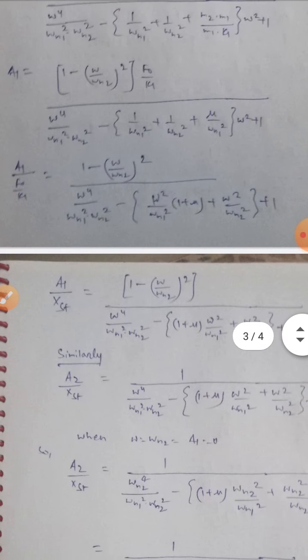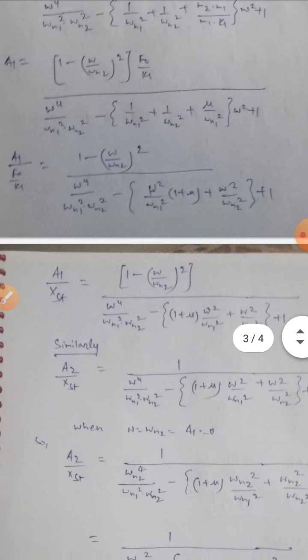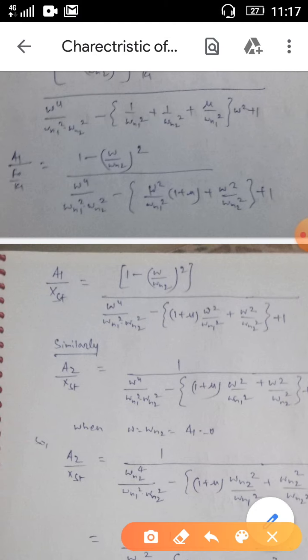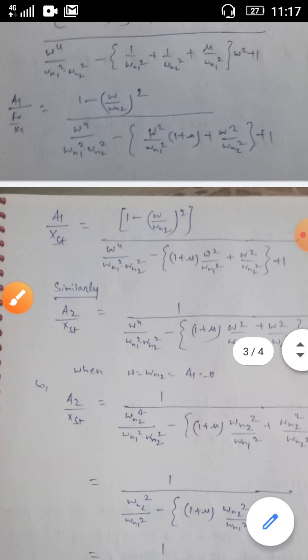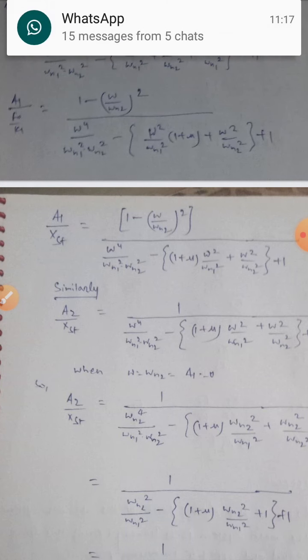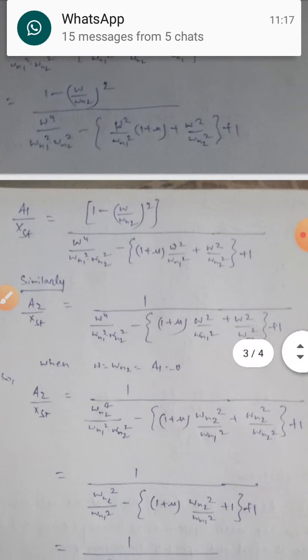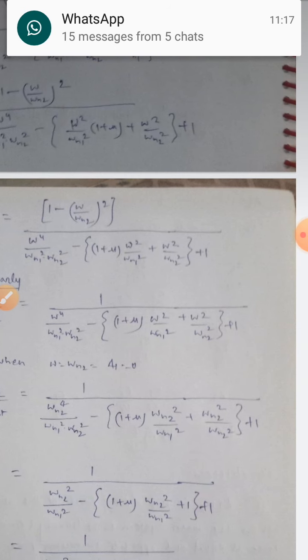Similarly we can write for the amplitude a2. So a2 upon x static is equal to 1 upon the same denominator, which came in a1. When omega is equal to omega n2, a1 is equal to 0. It is our principle of dynamic absorber. So consider it here, a2 upon x static. Now put the value of omega equal to omega n2: omega n2 power 4 upon omega n1 square omega n2 square minus (1 plus mu) omega n2 square upon omega n1 square plus omega n2 square upon omega n2 square, in the bracket, plus 1.